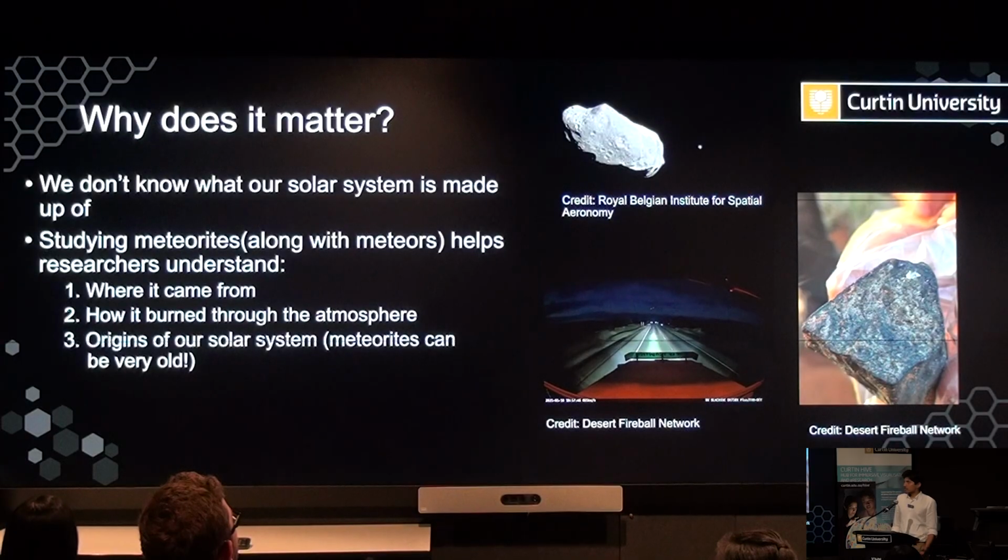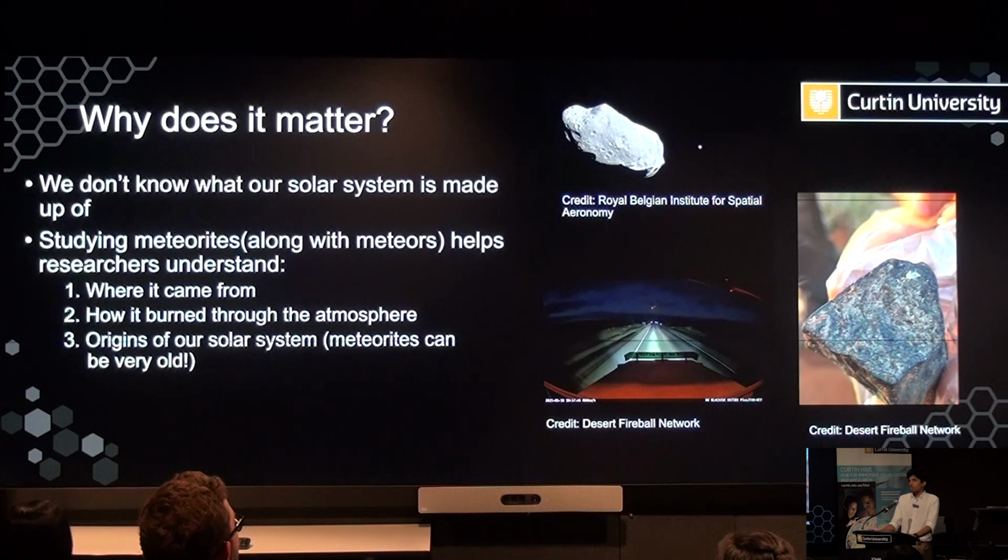And just in case any of you were unfamiliar, a meteoroid is essentially a space rock in space, so that one there. A meteor is when the space rock essentially travels through the atmosphere of the Earth, and a meteorite is when it lands on the Earth, right?